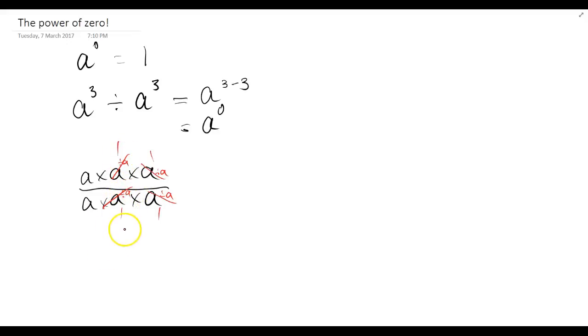So 1 in the top, 1 in the bottom. I can go again because I've got another a here and another a here. So I'm going to divide by a, I get 1. And a divided by a is indeed 1. So what have I got here? Well, when I look at this particular answer, I've got 1 times 1 times 1, which is 1, over 1 times 1 times 1. Or, can we just call that 1?